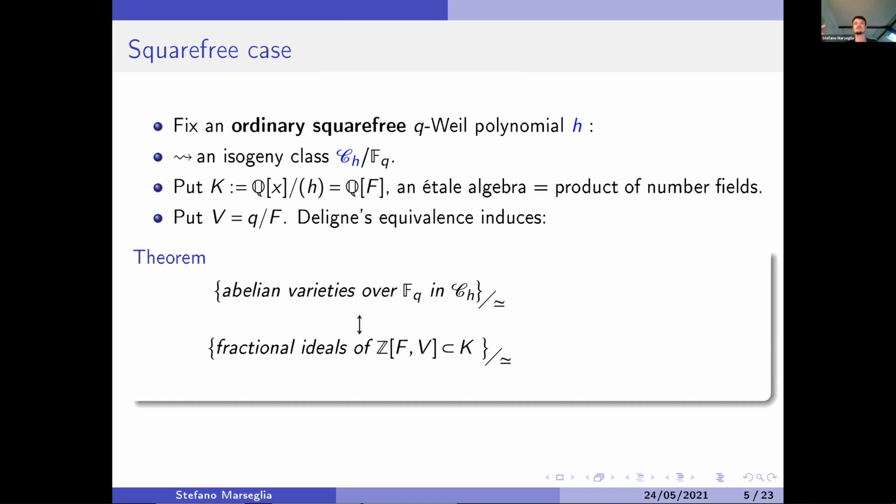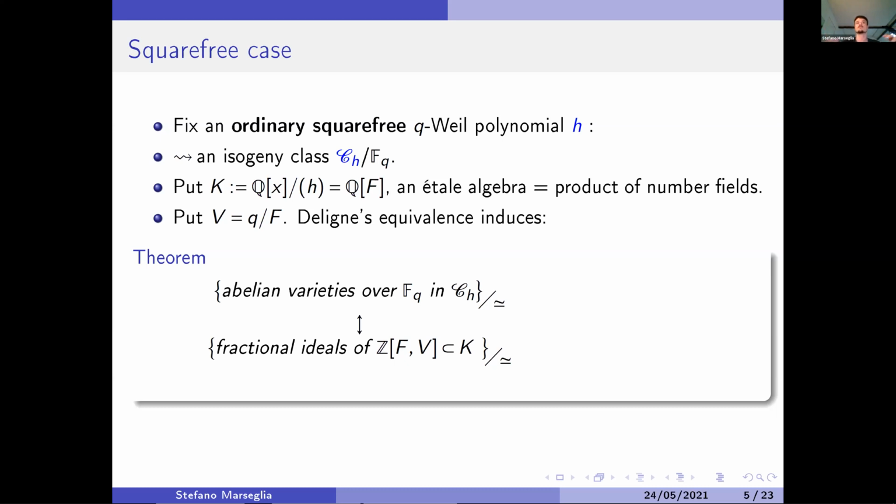The maps in the category above are homomorphisms of Abelian varieties over Fq. And the maps in the bottom category are linear morphisms, so Z[F,V]-linear morphisms, okay? So this is an equivalence of categories. And when you take isomorphisms above and below, you get a bijection, all right?